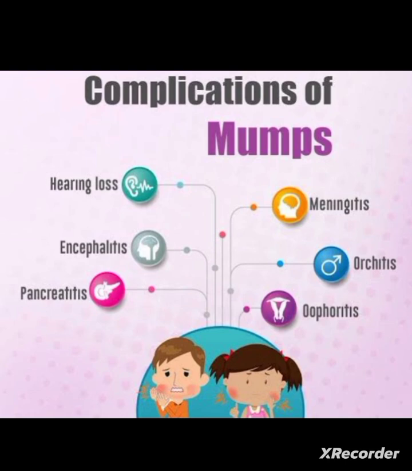The main complications that may occur in mumps are hearing loss, encephalitis, pancreatitis, meningitis, otitis, and oophoritis. The most common complication seen in mumps is orchitis. 20 to 45 percent of persons develop orchitis, and this orchitis may lead to impotency or infertility in a male child.